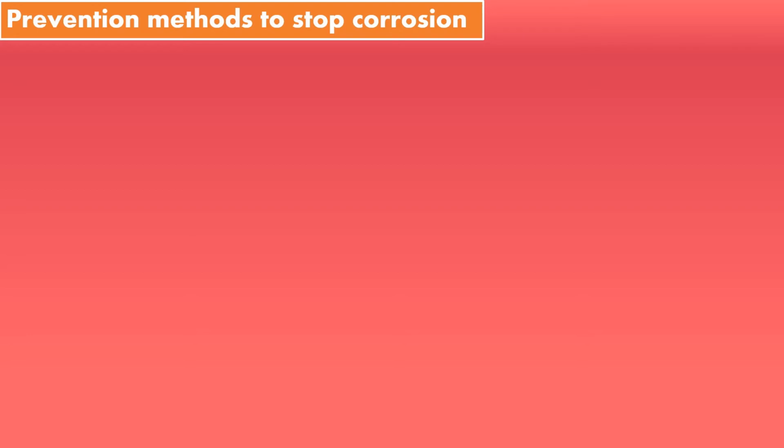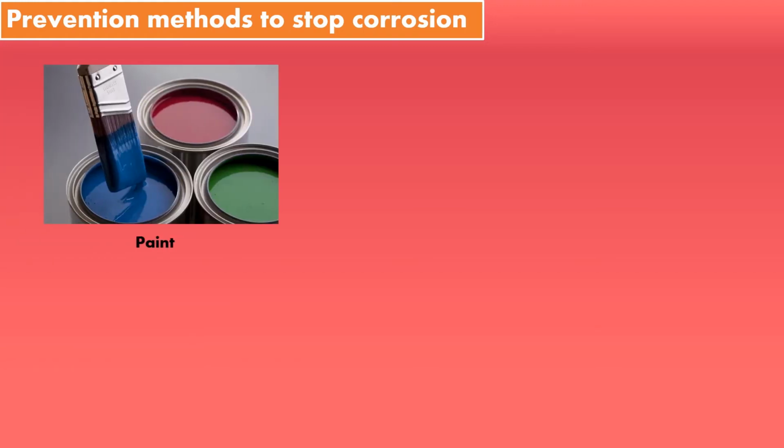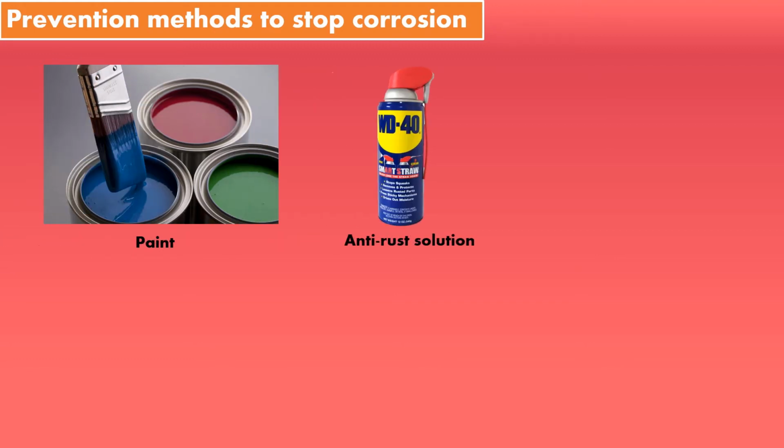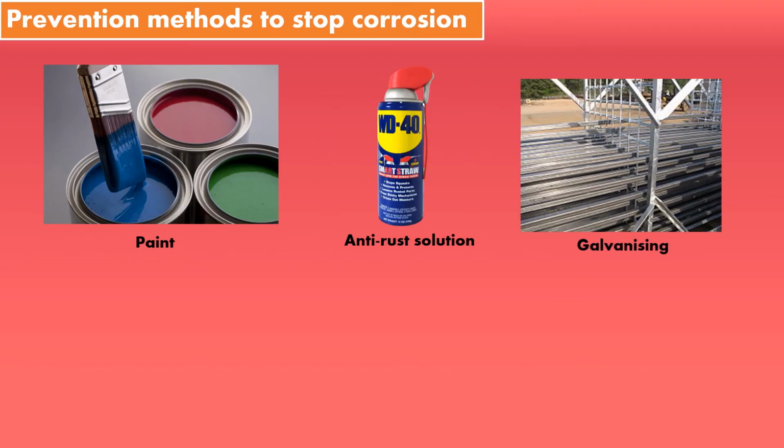So how to prevent rusting? There are various prevention methods that can be used to prevent rusting. Some of them are by painting the iron articles with paint. Second one, by applying oil and grease to the machine parts. Number 3, galvanizing. Galvanize means to coat iron or steel with less reactive metal, especially zinc.